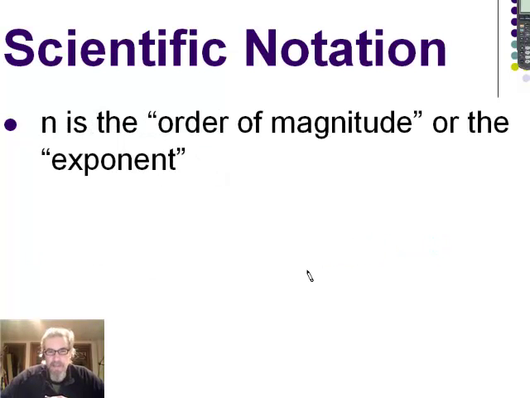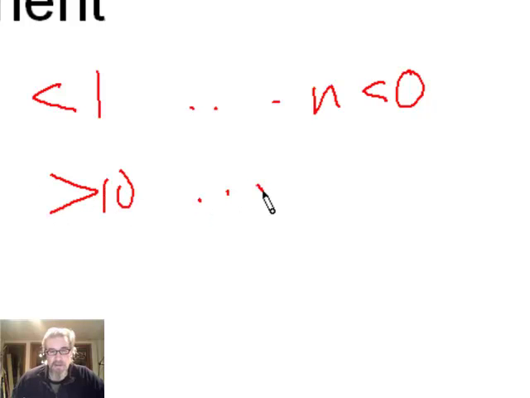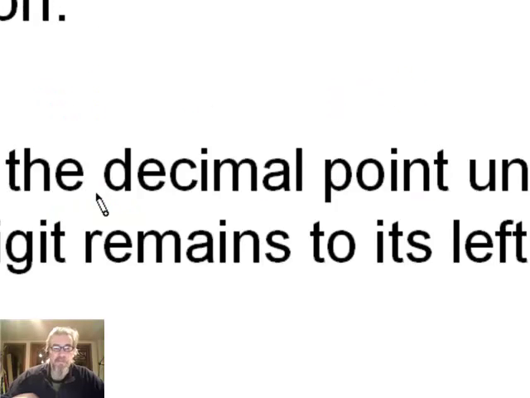N is called the order of magnitude, or just simply the exponent. And it is a positive or negative integer. If I'm writing a number whose absolute value is less than 1, in other words, it's a fraction, it's a decimal, then the n for that number, the order of magnitude, is going to be less than 0. If I'm writing a number that's bigger than 10, then the exponent for that number is going to be greater than 0. If I'm writing a number between 1 and 10, I'm usually not going to use scientific notation.